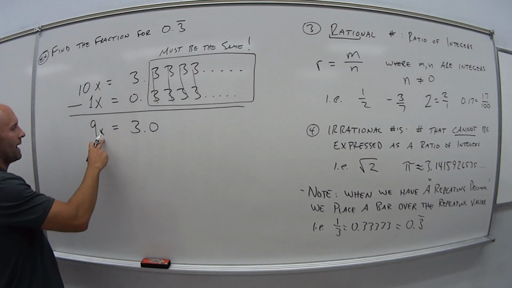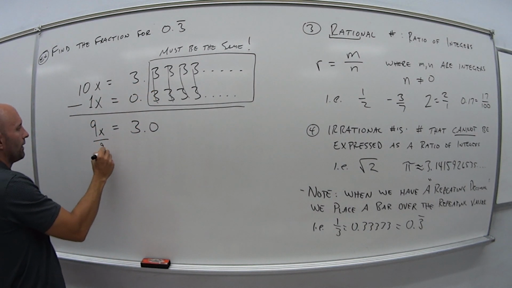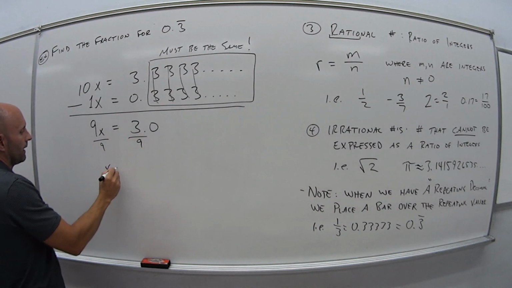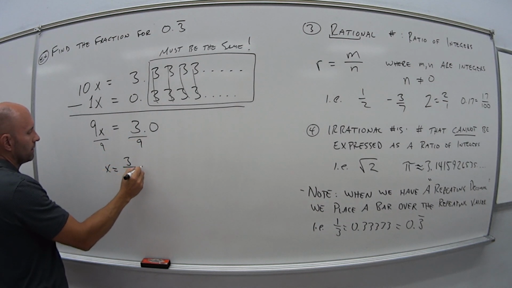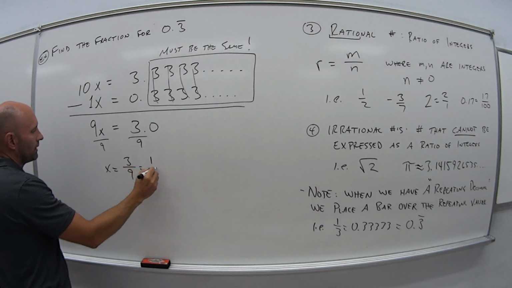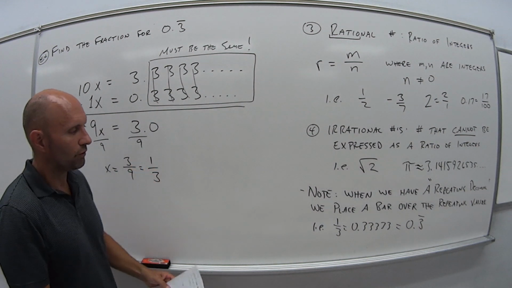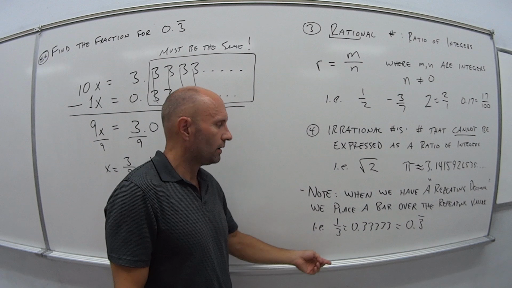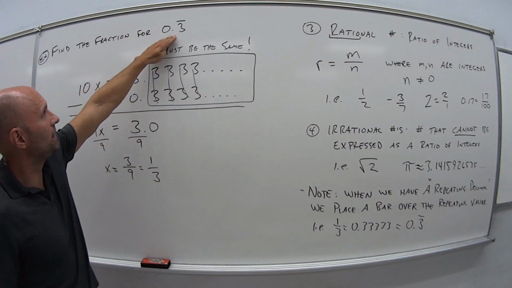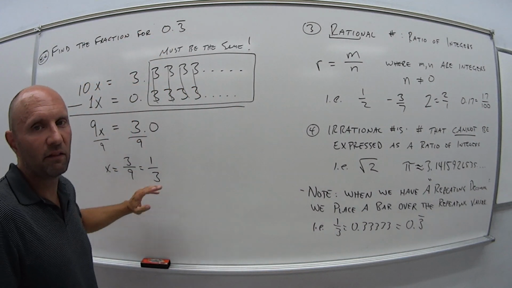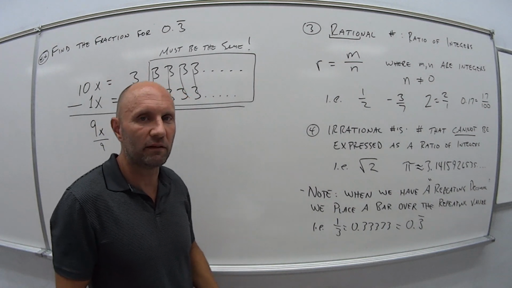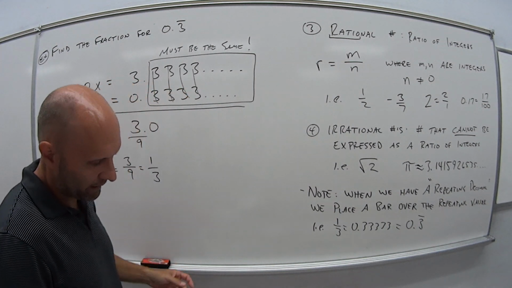So now I have 9x is equal to 3. So divide both sides by 9. x is equal to 3 over 9. Divide the top and bottom by 3. I get 1/3, which we knew from earlier. But that's how, if we're given a repeating decimal, we can find the fraction associated with it. And that's how we would do it.